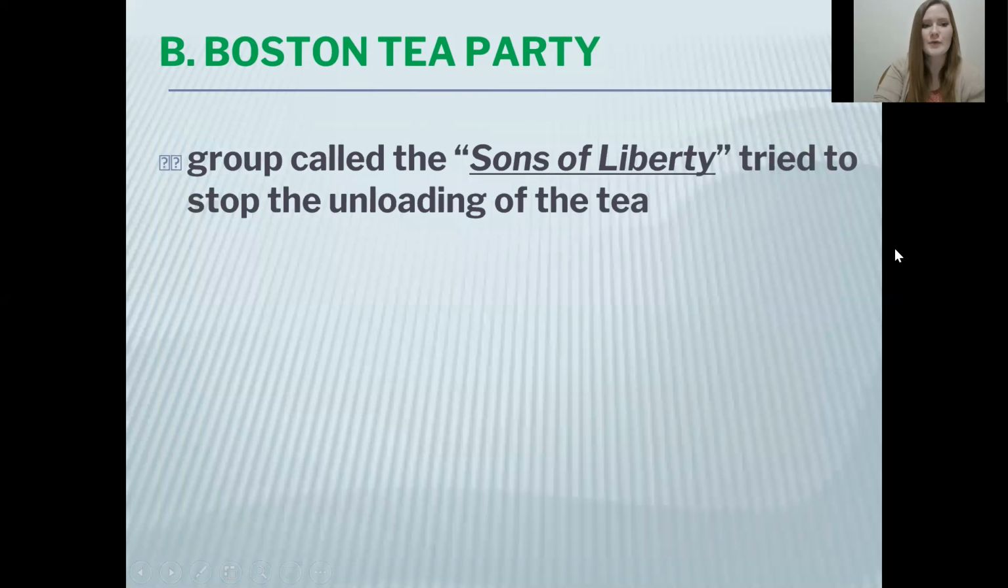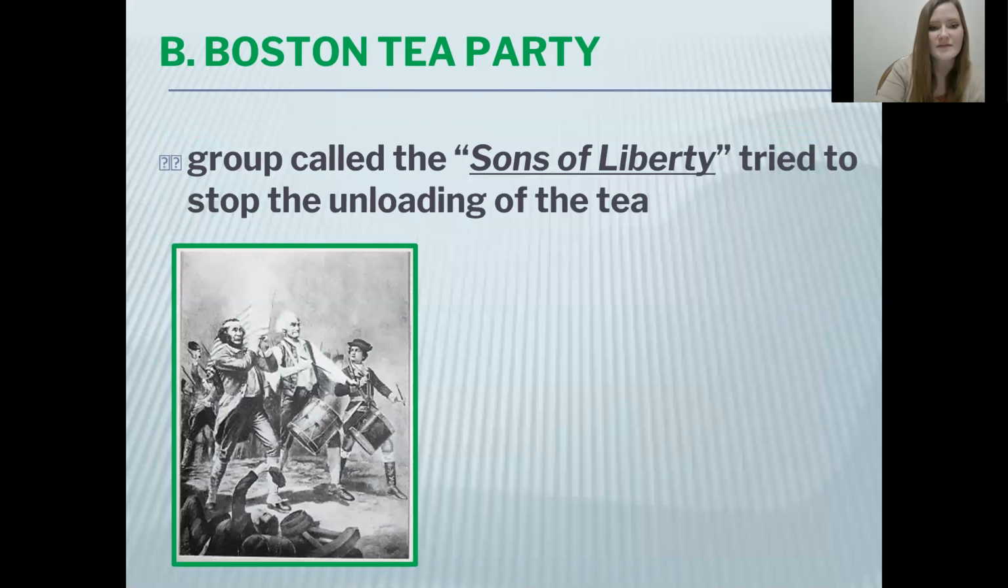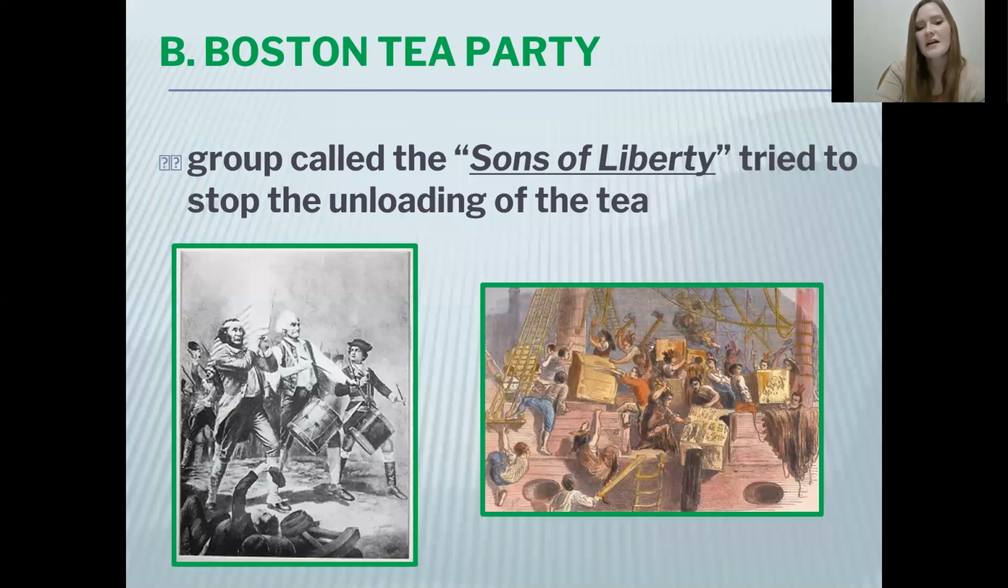A group called the Sons of Liberty tried to stop the unloading of the tea. When the tea was sent this way, they did not want it to come off of the ship. They were not interested in that. And so we have some fellas here trying to prevent that. These are the Sons of Liberty.